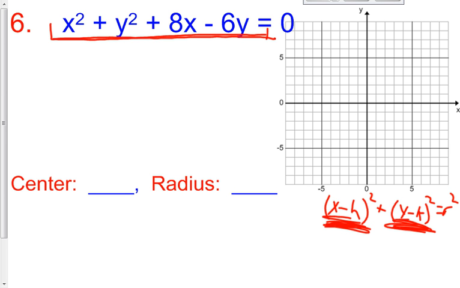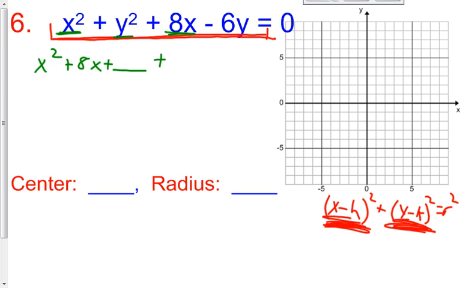So take notes very, very closely on this one. We're going to get the x's together. X squared plus 8x. Here's my x squared. Here's my 8x. I'm getting my x's together, and then I'm going to have a blank right here because I'm going to complete that square.